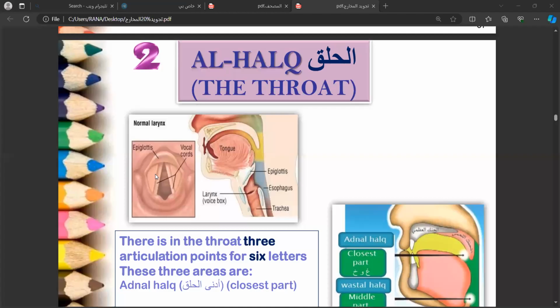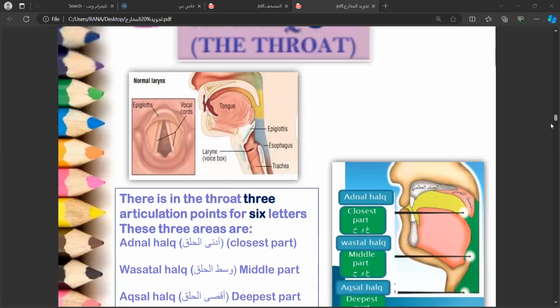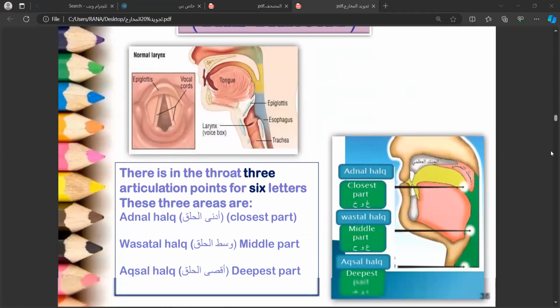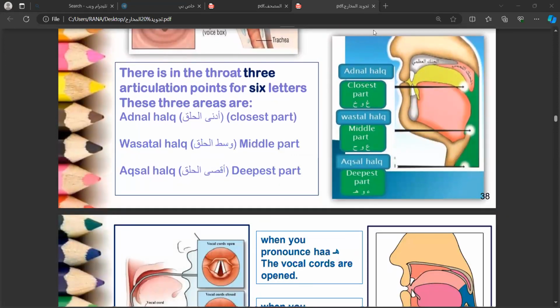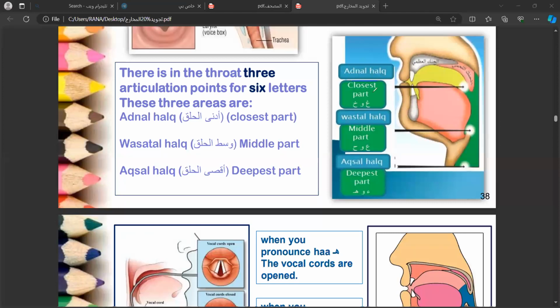الحلق, the throat. We have 3 points in the throat, Nafisa. They are أقصى الحلق, أدنى الحلق, and وسط الحلق. So here, بسم الله, here: أدنى الحلق, the closest part, وسط الحلق, the middle part, أقصى الحلق, the deepest part.